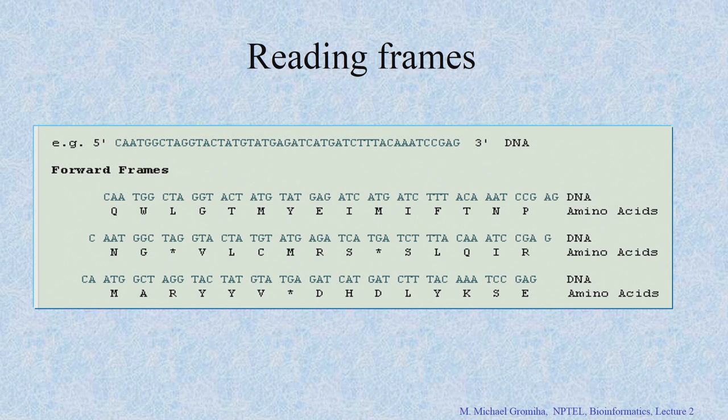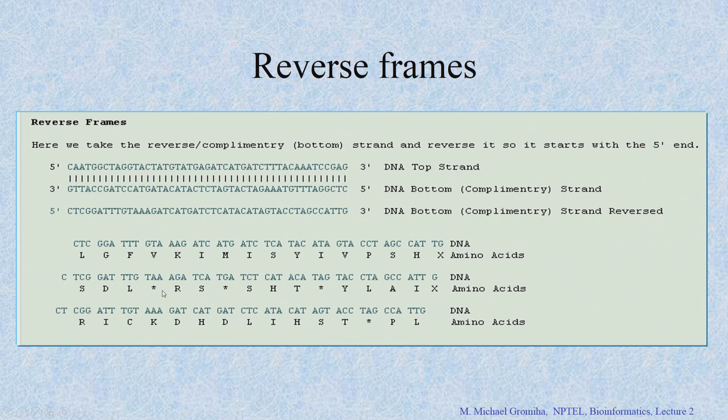Likewise, in the reverse frame. How to get the reverse frame? Reverse complement. If you have this 5 prime to 3 prime sequence and take the complement, you get the 3 prime to 5 prime direction, and you reverse it, then you get the complementary strand from 5 prime to 3 prime. Then from this sequence you make the codons, here CTC, GGA, TTT and so on. CTC codes for L, GGA codes for G and TTT codes for F. Now you can get the amino acids. Likewise, you take one out to get the second frame and the third frame. So in total you will have 6 reading frames, 3 forward frames and 3 reverse frames.